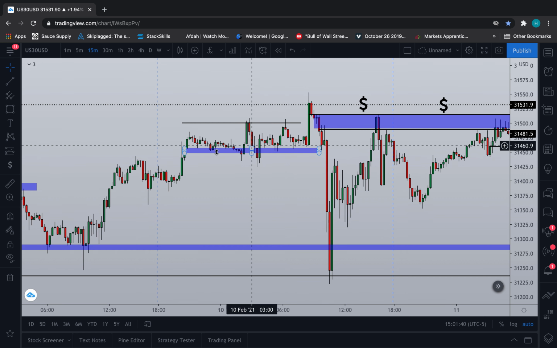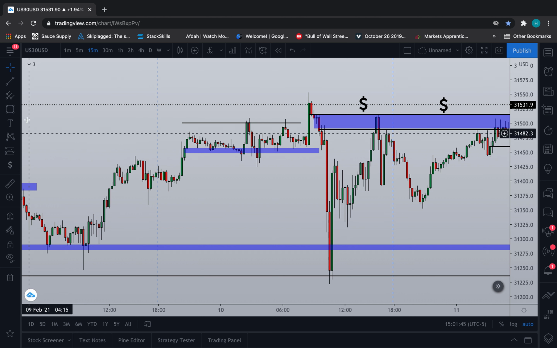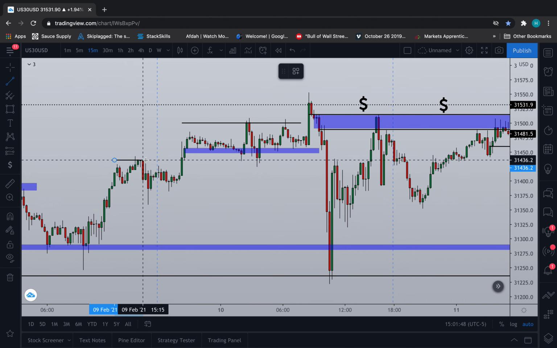Here's another example. We can see that ever since New York session, price was trading here.